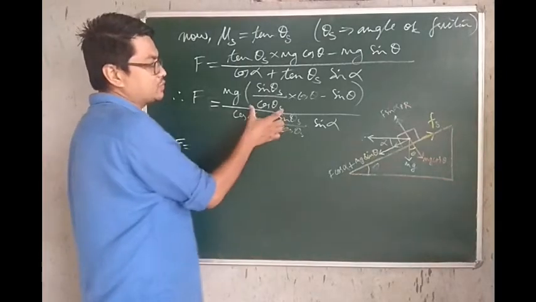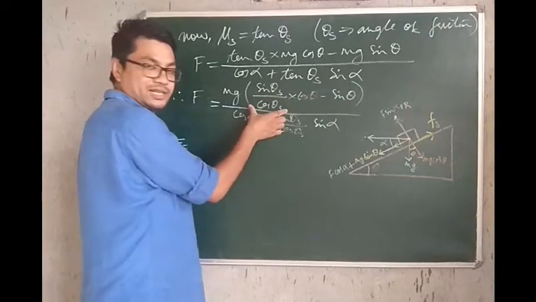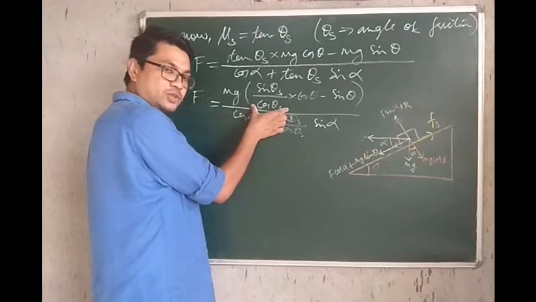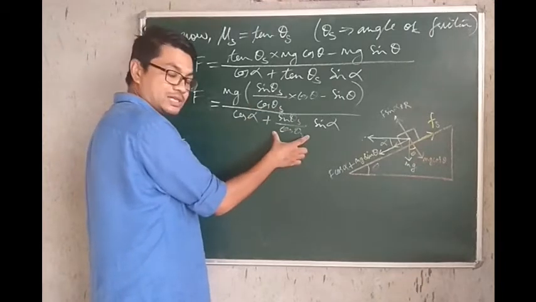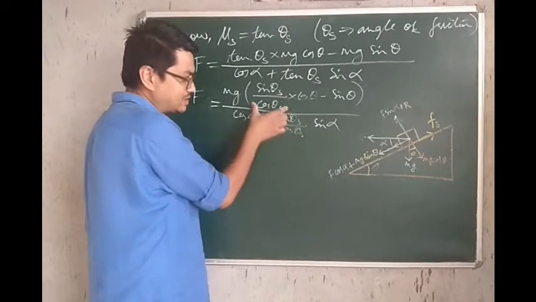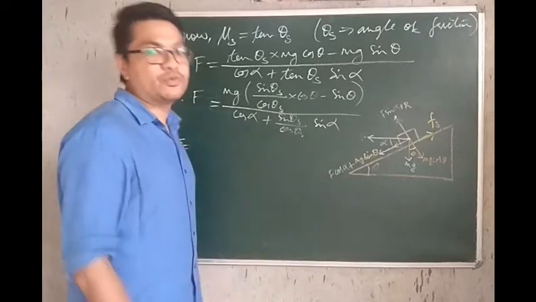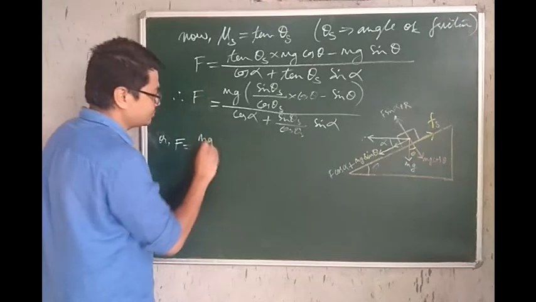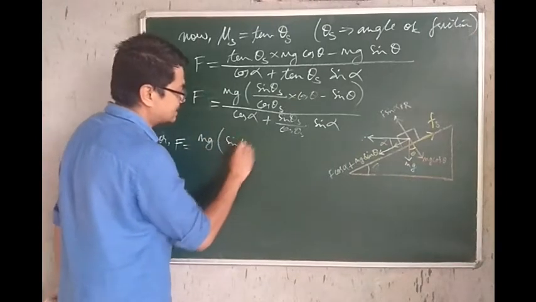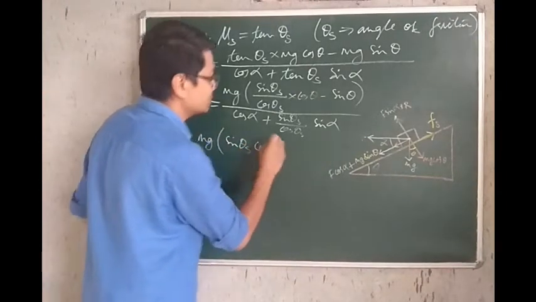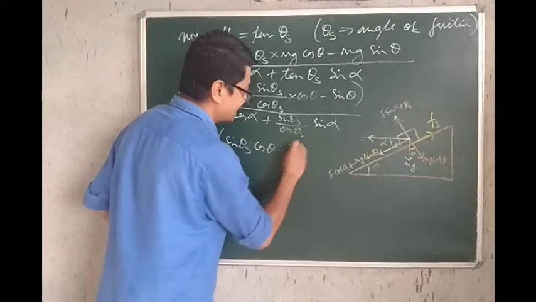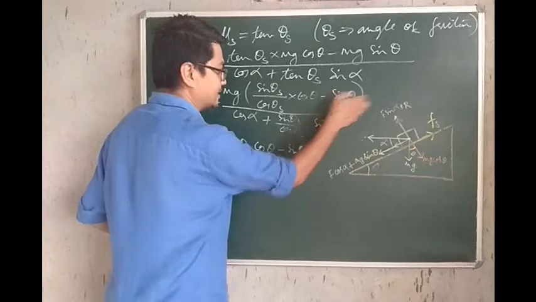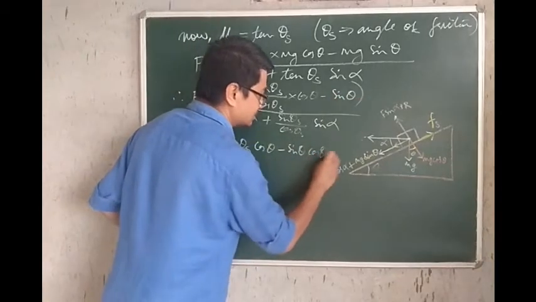See, what we will do is we'll take out cos θs as LCM. So this cos θs in the denominator here, and here also we will take cos θs as LCM, and this cos θs and this cos θs divide each other out, because of which we get F is mg (sin θs cos θ minus sin θ cos θs) after taking the LCM in the second term, over cos θs.